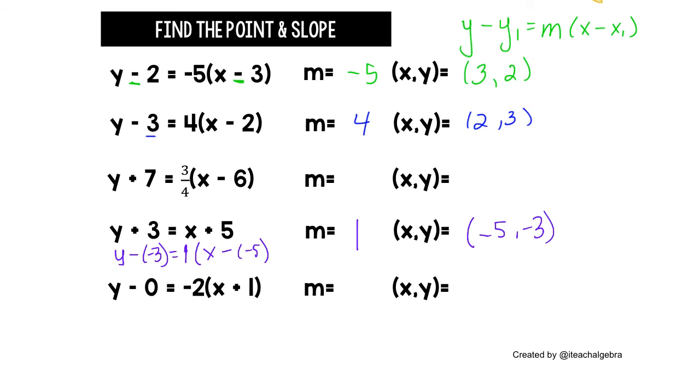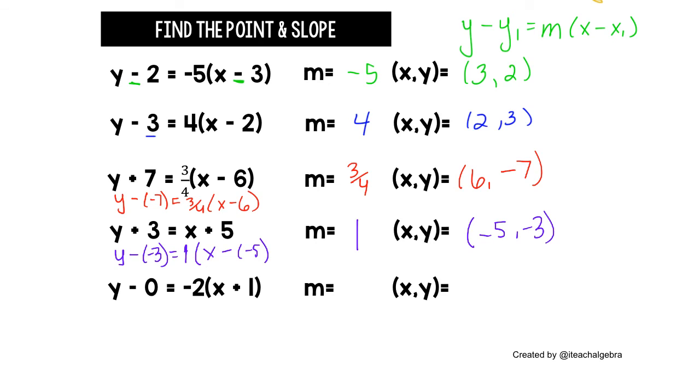To rewrite this equation, y minus -7 equals 3/4 times x minus 6. So our slope is 3/4. X is +6 because there's a negative in front of it. Y is -7 because there's a positive in front of it. Very last one.